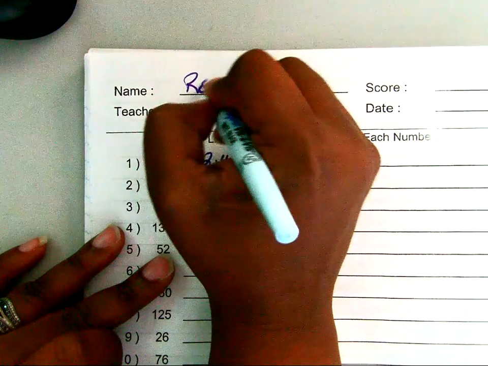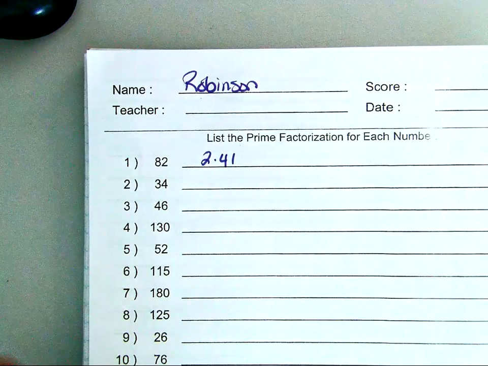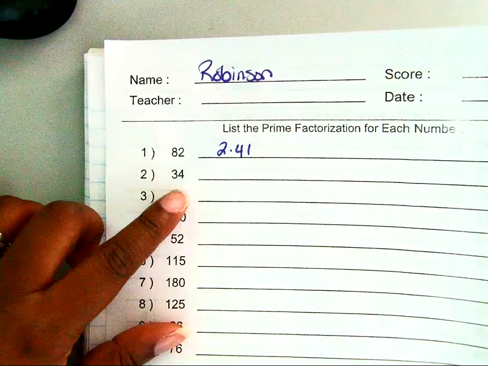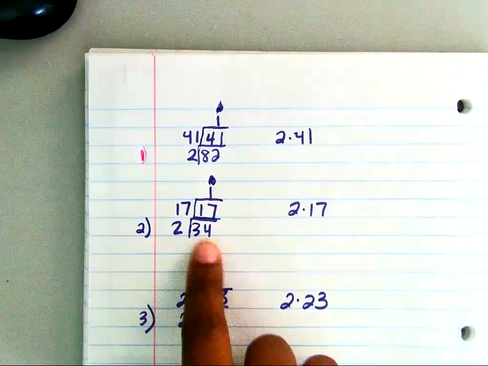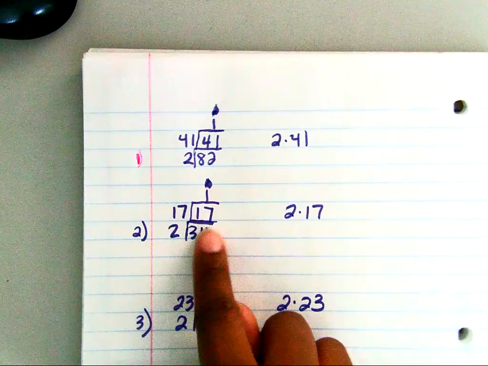That was homework on Friday. Okay, I'm going over number 2 really quick. Number 2, my number is 34. 34 goes inside my cake. I look at my prime numbers. I look to make sure 34 is not a prime number. It's not. So I'm going to look for the first number I can divide by. I'm going to use 2 because 34 is an even number.